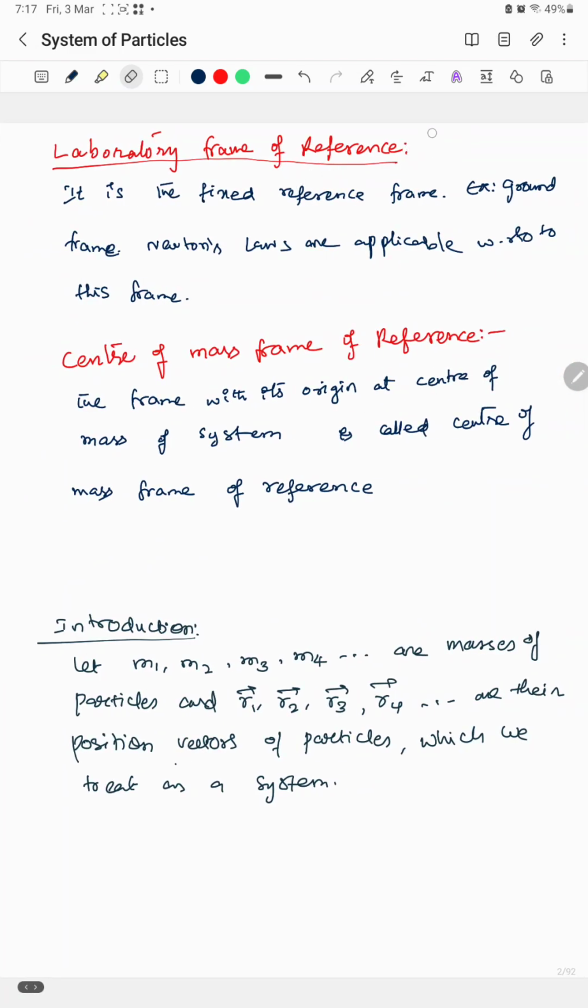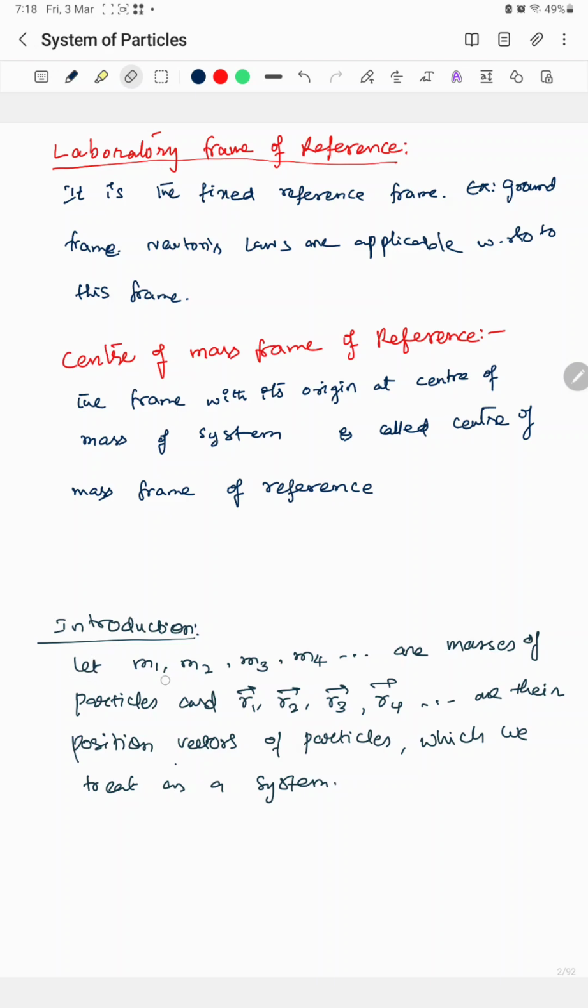Here, what do you mean by laboratory frame of reference? Brief explanation. It is a fixed reference frame. Example, the frame fixed to the ground. And we know Newton's laws are applicable with respect to this frame. And the center of mass frame. This reference frame is fixed at the center of mass of the system of particles. That is, the frame with its origin at the center of mass of the system of particles is called the center of mass frame of reference. Here the system means the system contains n number of particles, right?